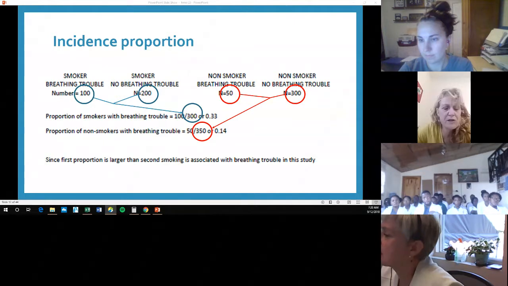Okay. In a cross-sectional study, we're talking about prevalence because we're talking about existing cases of disease. We don't know when it started.